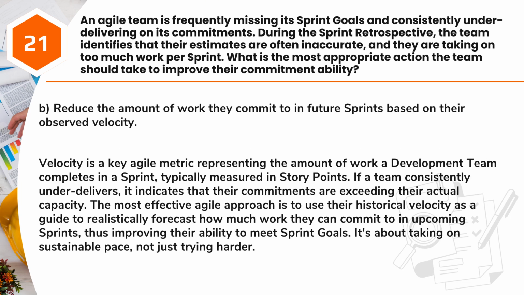Answer: B. Reduce the amount of work they commit to in future sprints based on their observed velocity. Velocity is a key agile metric representing the amount of work a development team completes in a sprint, typically measured in story points. If a team consistently underdelivers, it indicates that their commitments are exceeding their actual capacity. The most effective agile approach is to use their historical velocity as a guide to realistically forecast how much work they can commit to in upcoming sprints, thus improving their ability to meet sprint goals. It's about taking on a sustainable pace, not just trying harder.